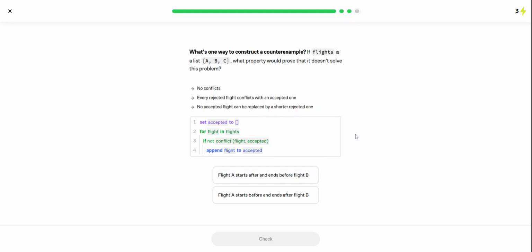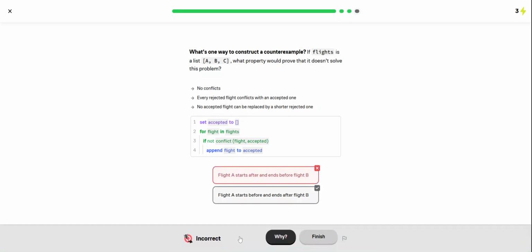So if I try to consider a previous two, which one should start here? Starts after and ends before flight B. Yeah, starts after and ends before flight B must be the contradiction, not before and ends. I think this one should be correct as an assumption. Let's check. Oops, actually, it starts before and ends after flight B. A bit of a contradiction, minor error, but never mind.